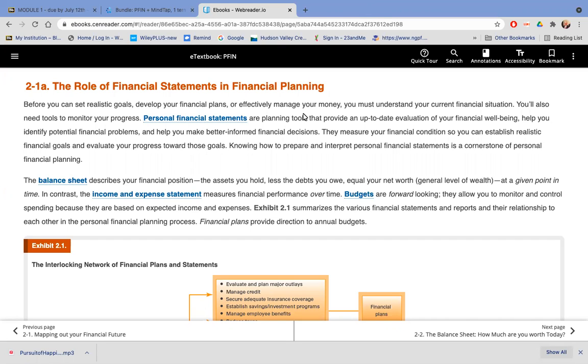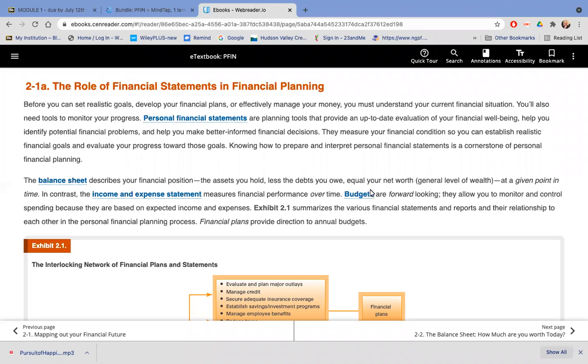First thing you're going to be doing is learning about the balance sheet and then creating one of your own. The next thing you'll be learning about is the income and expense statement, which basically looks at how much income you've made, say, in a period of time like a month or a year, and the expenses you've had to see if you have anything left over. You'll be creating one of those as well later in the chapter.